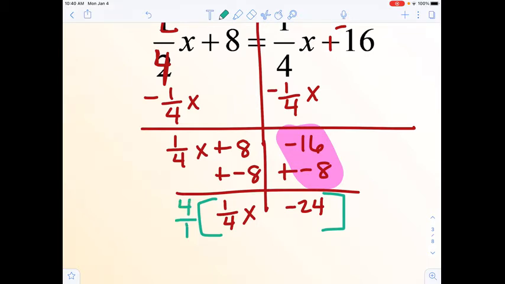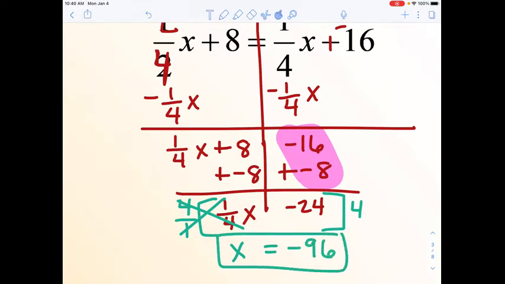Because what happens is those cancel. So I'm just left with x equals, and then I'm going to multiply negative 24 times 4, or you could do times 4/1, same thing. Negative 24 times 4 would be negative 96. And there's our answer.